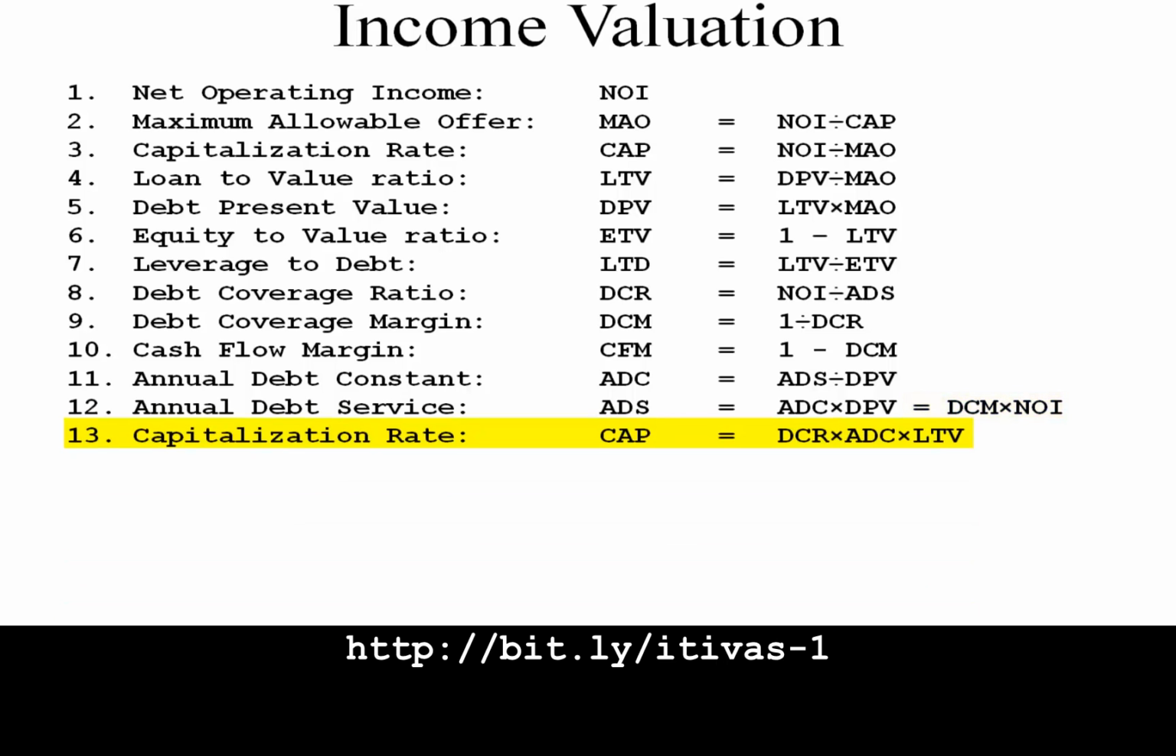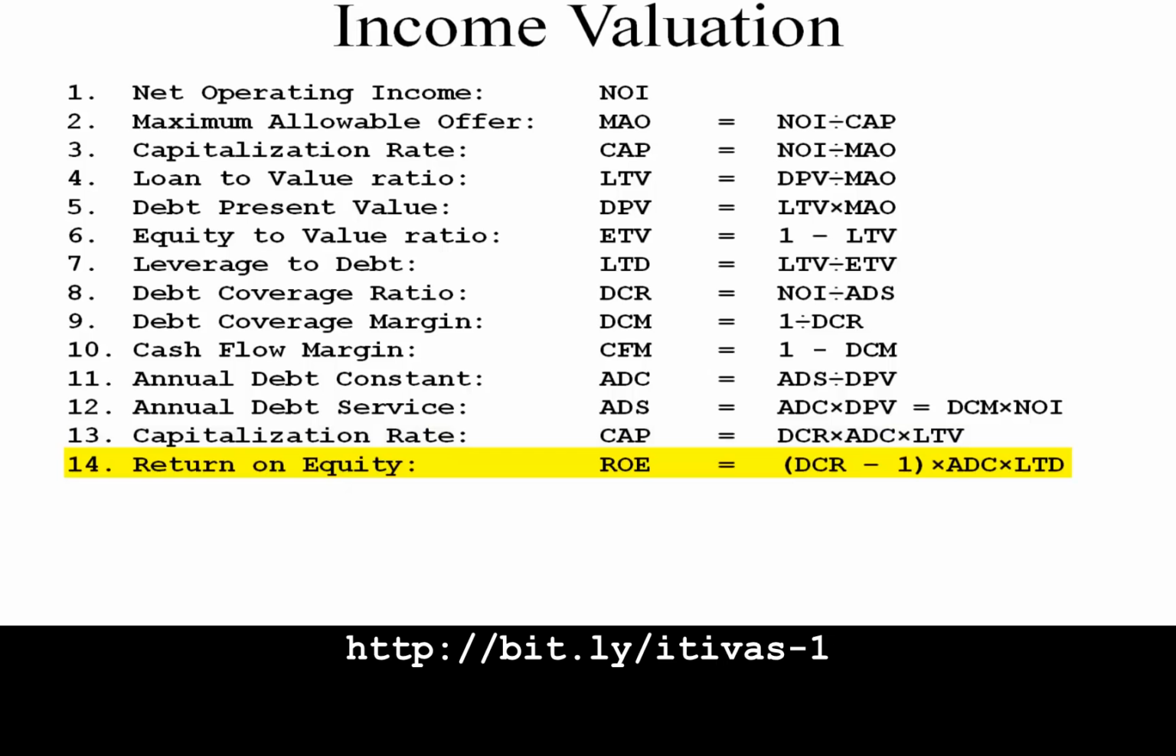Capitalization rate, CAP, equals debt coverage ratio times annual debt constant times loan to value ratio. This is the alternate calculation when there is debt on the property. When there is no debt on the property, then equation 3 applies. Return on equity. This is also called the cash-on-cash return. ROE equals the quantity DCR minus 1 times annual debt constant times leverage to debt.